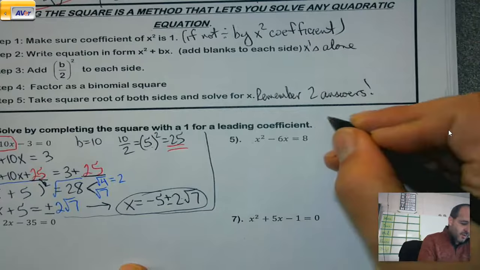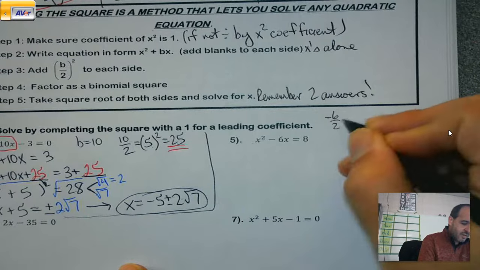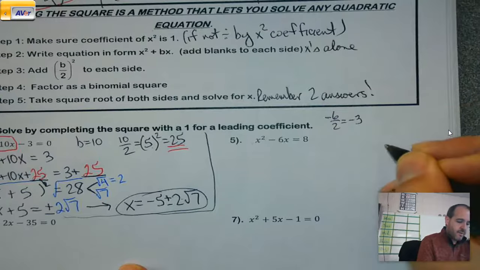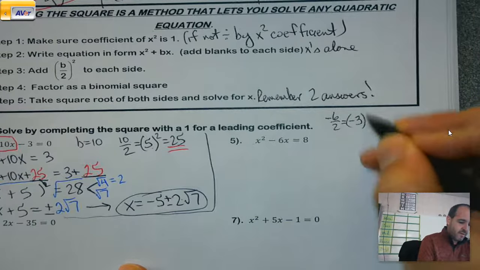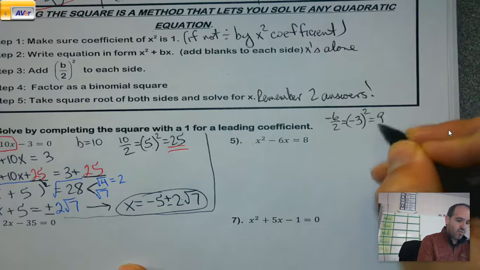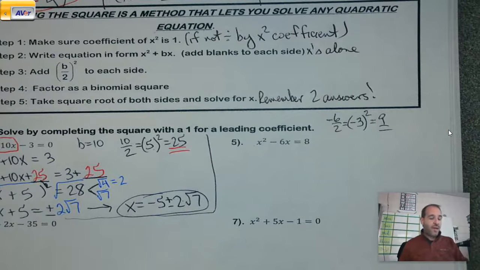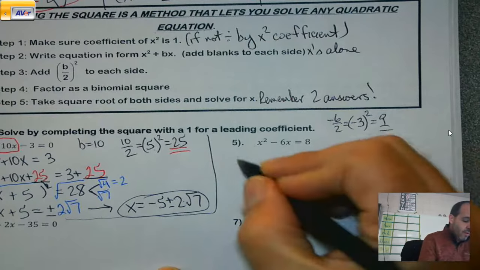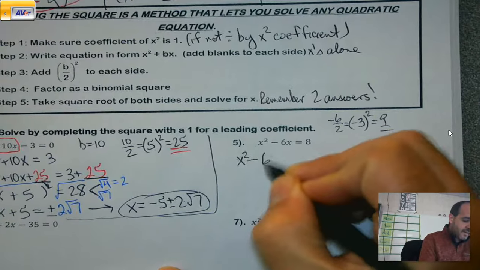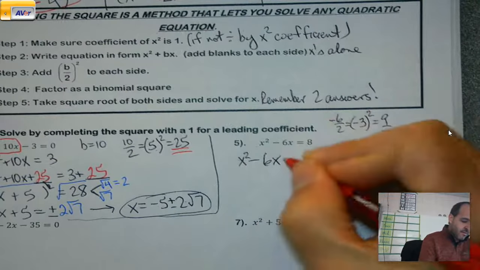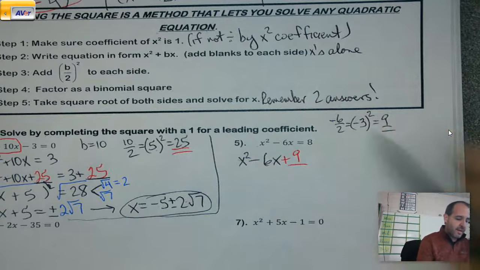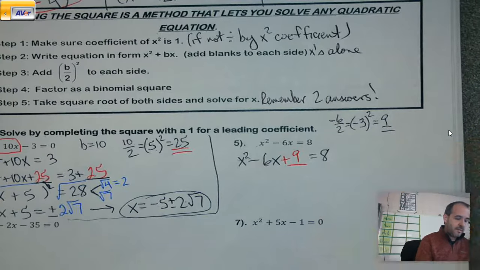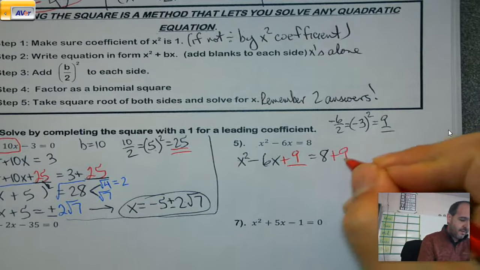So I'm like, all right, so negative 6 divided by 2 is negative 3. So half b, square half b. Whatever value I get to add to both sides is always going to be positive. As you can see, even here when it was a negative, negative times negative is positive. So I write x squared minus 6x plus 9, because there's one of my blanks, equals 8 plus 9. There's my other blank.